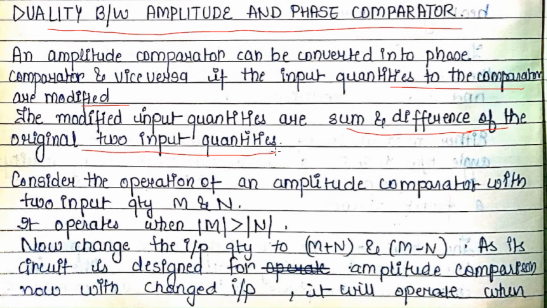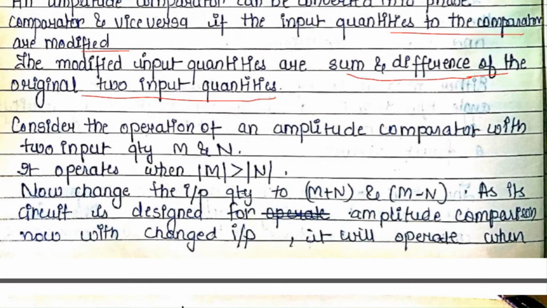So, how does an amplitude comparator operate like a phase comparator? If the input quantities are modified as the sum and difference of the original two input quantities. Let us understand that. Consider the operation of an amplitude comparator with two quantities m and n.